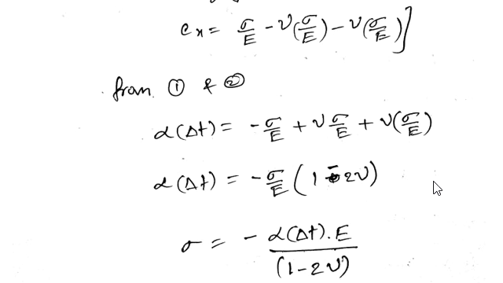So when you rearrange the terms here, you can write sigma equals alpha into delta T into E, with the minus sign on this side, and in the denominator you will get 1 minus 2 nu.